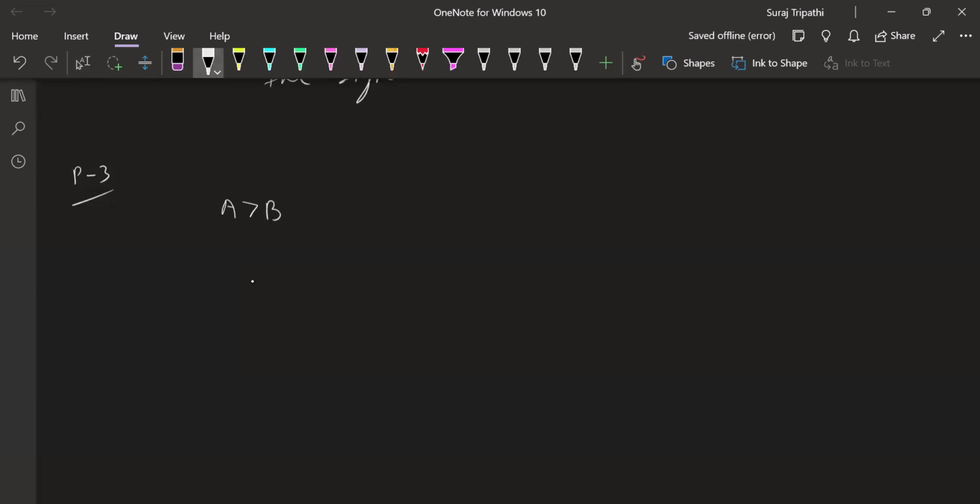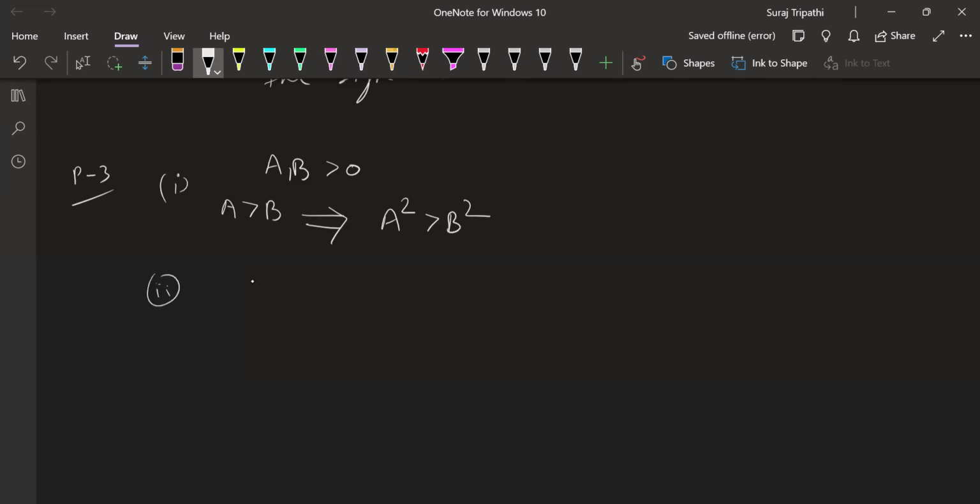Right? If A is greater than B, then squaring both sides is only allowed if both numbers are positive or both numbers are negative. If one is positive and one is negative, then no need to square. So here, if A is greater than B and A, B both are positive numbers greater than 0, then it implies that A square will also be greater than B square. Right?